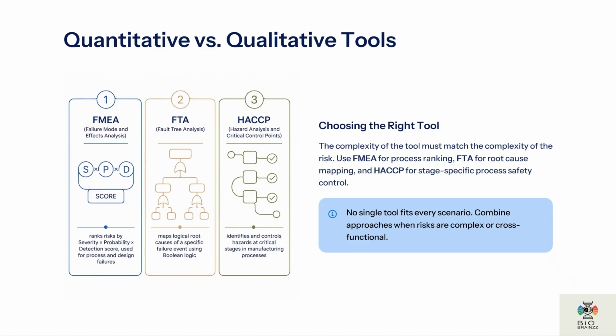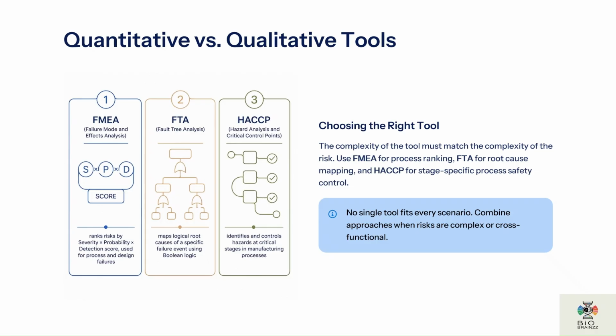Different situations require different risk assessment tools. Three commonly used tools are FMEA, Failure Mode and Effects Analysis. FMEA helps identify possible failures and rank risk based on severity, probability, and detectability. This is widely used in pharmaceutical manufacturing and laboratory operations.